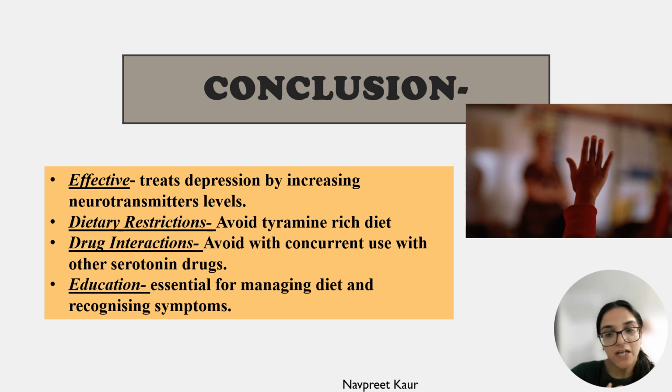Okay, now we came to the last part, that is the conclusion. What we discussed in the whole presentation. First is the MAOI effectiveness. These are potent antidepressant drugs that enhance the mood by increasing neurotransmitter levels. Then we talked about the adverse effects, type of medication, and then the dietary restrictions, which is very important, critical to avoid tyramine-rich foods and serotonin drug interactions.